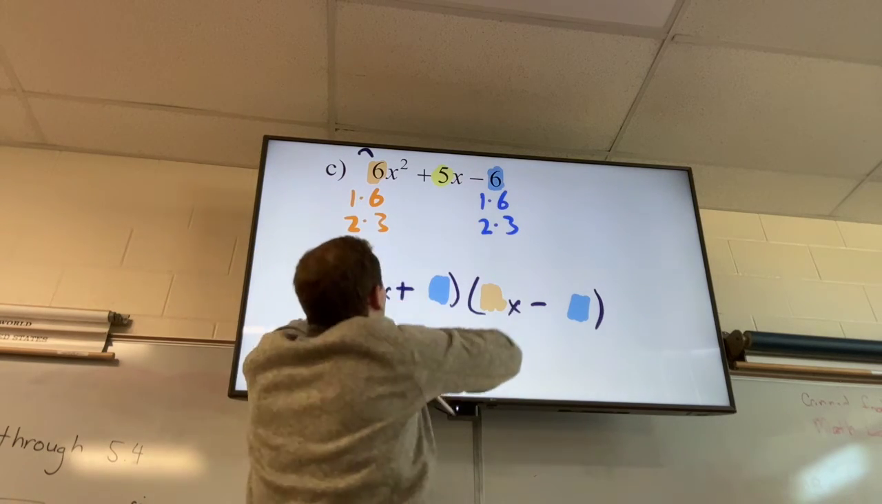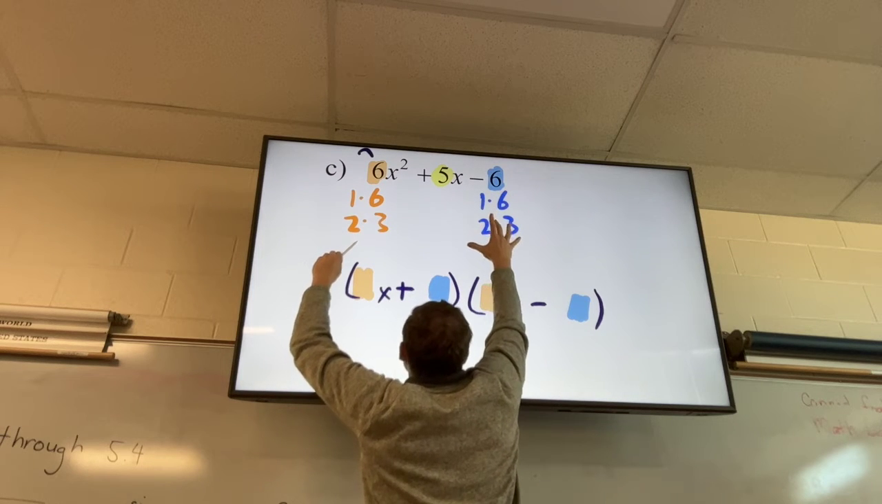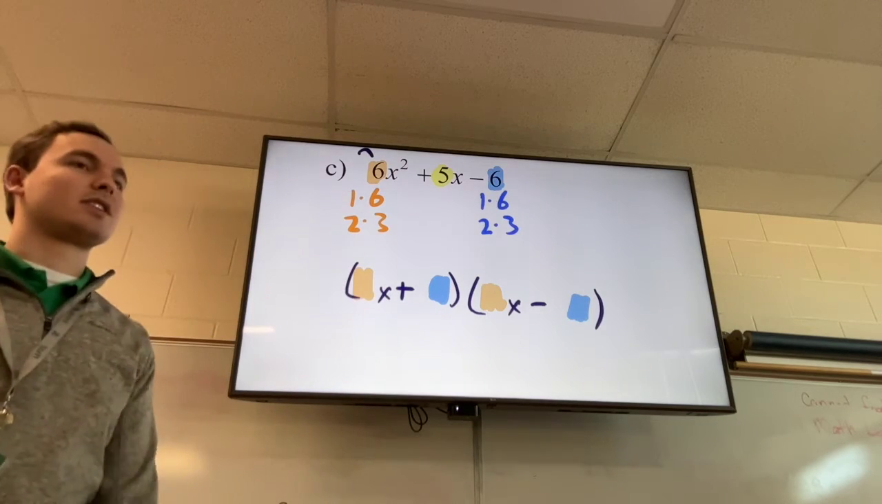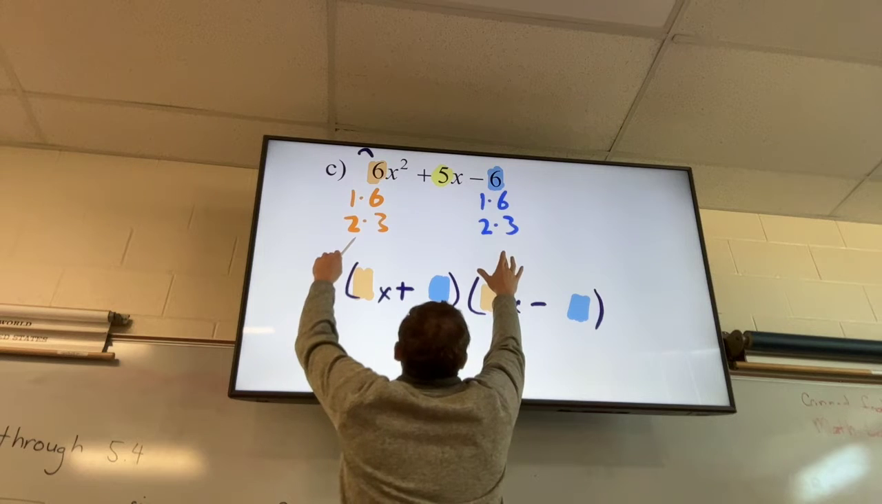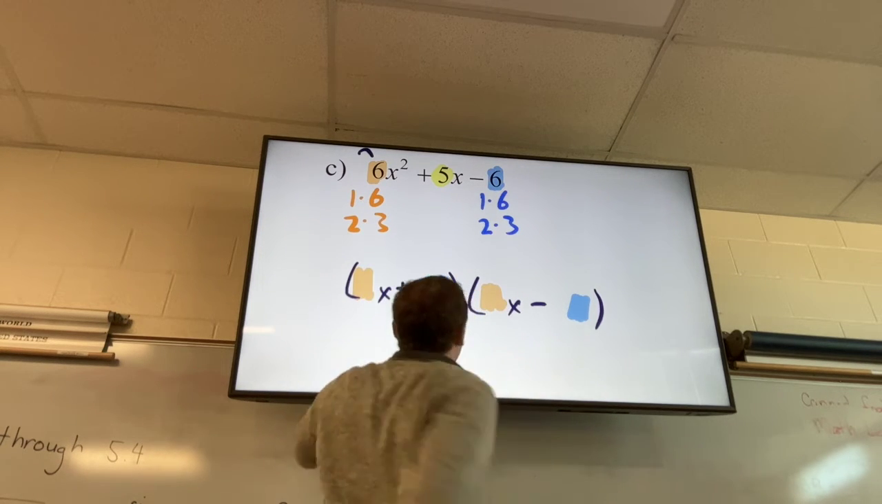Not going to work. Okay, so let's go to the next orange pair. 2 times 6 is 12. 3 times 1 is 3. 12 minus 3 is 9. Not going to work. Then 2 times 3 is 6. 3 times 2 is 6. 6 minus 6 is 0. Not going to work. We tried every pair, right?